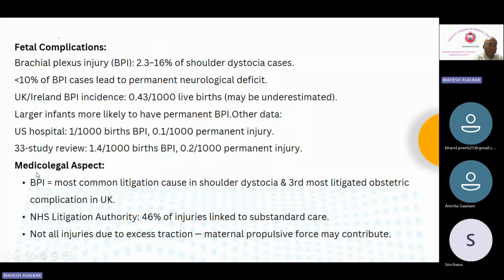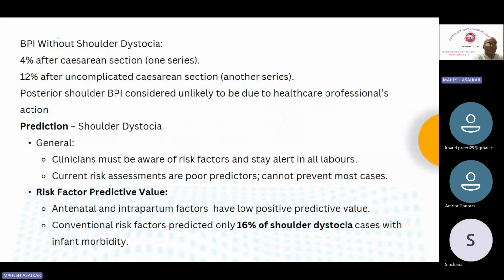Medico-legal aspect: brachial plexus injury is the most common litigation cause in shoulder dystocia and the third most litigated obstetric complication in the UK. The NHS Litigation Authority says 46% of injuries are linked to substandard care. This is also one of the SBAs, but we will be covering it in clinical governance. Coming to brachial plexus injury without shoulder dystocia, this can also happen without shoulder dystocia, which is seen in 4% of cases of caesarean section, and another series mentions about 12%.